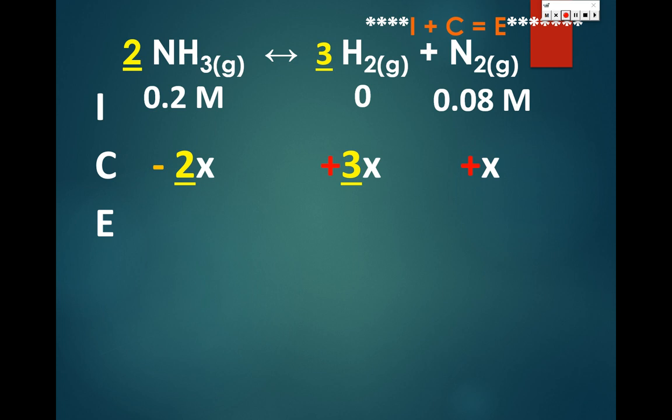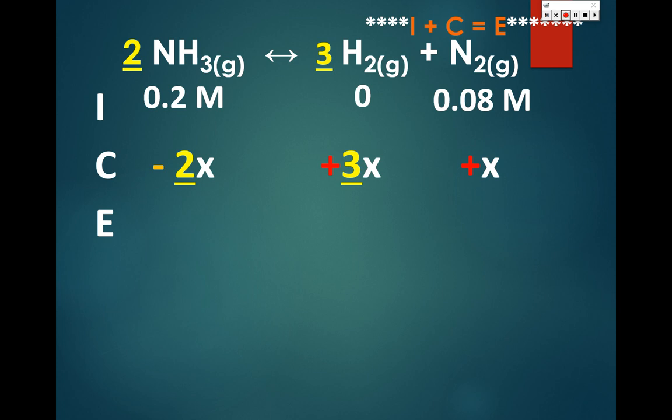Now, the reason we write plus, it does have to do with the math. If you do 0.2 plus negative 0.2, what does that change into? 0.2 minus, right? So leaving it as a plus, even though some of them will be negative, will make the math work out. You can write it like this, 0.2 plus negative 0.2x. You can write it like that. It doesn't matter. The math is the same, okay? So you have to do I plus C equals E.